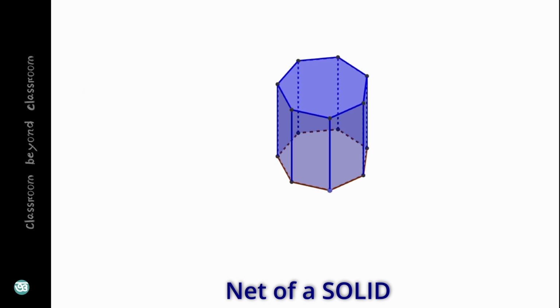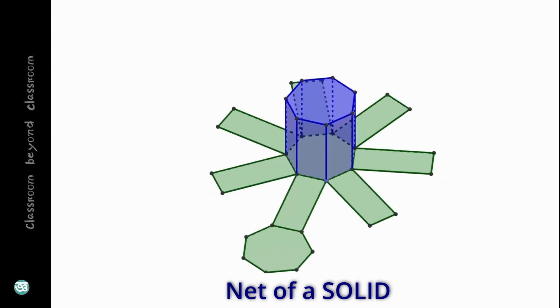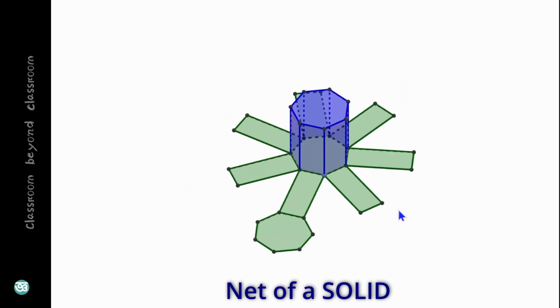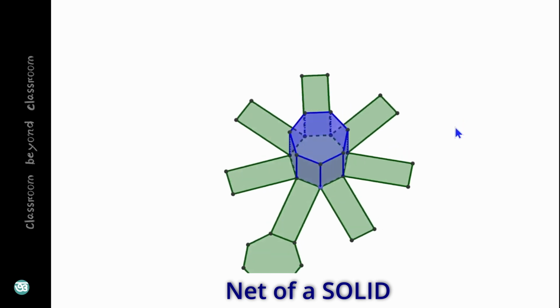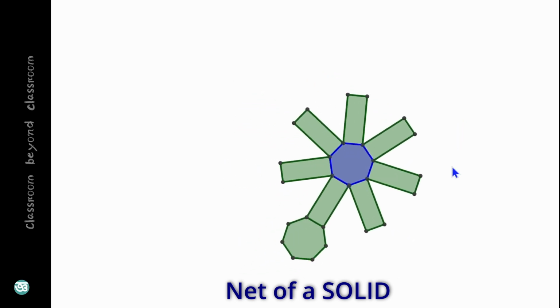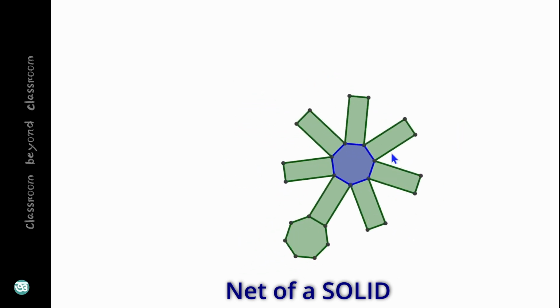Now let us see the net of this heptagonal prism. You can see this is the net of the heptagonal prism, and what we get: 1, 2, 3, 4, 5, 6 and 7 rectangles. That is the faces of the prism, and these are the end faces, which are the heptagon.